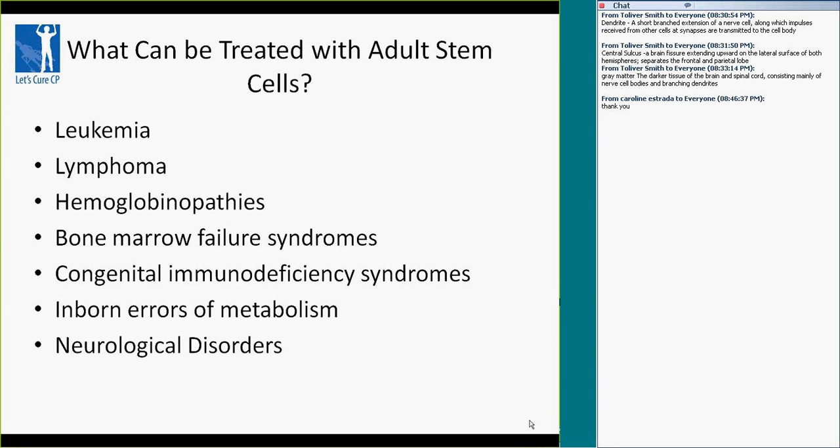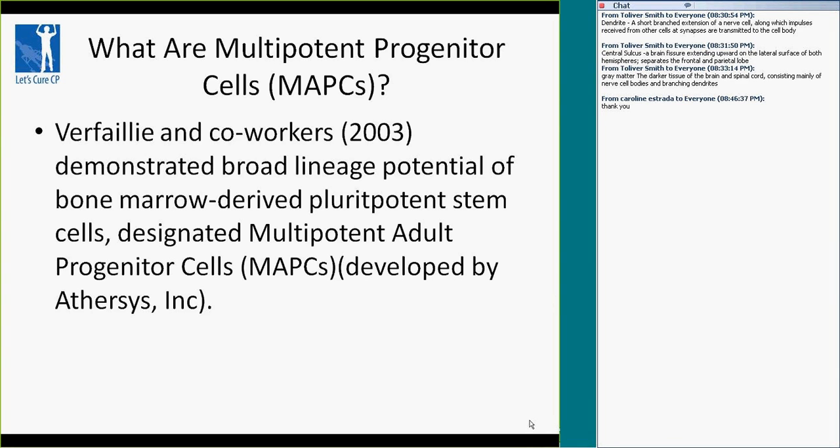A few of the conditions that can be treated currently with adult stem cells: leukemia, lymphoma, hemoglobinopathies, which are abnormal hemoglobin formations, bone marrow failure syndromes. We replace bone marrow with a transplant, certain immunodeficiency syndromes, some metabolic disorders, and of course there are some neurological disorders that are being treated with adult stem cells. Next slide, please.